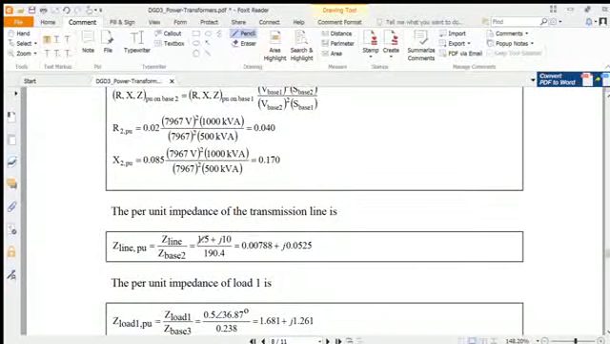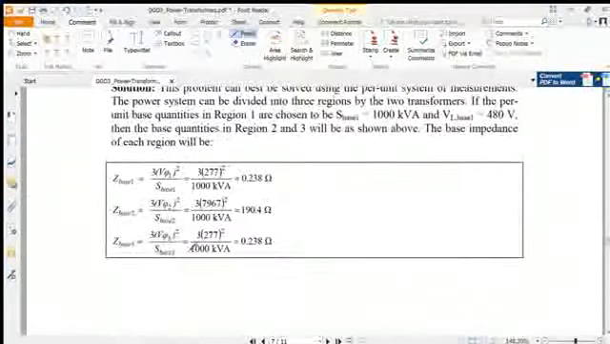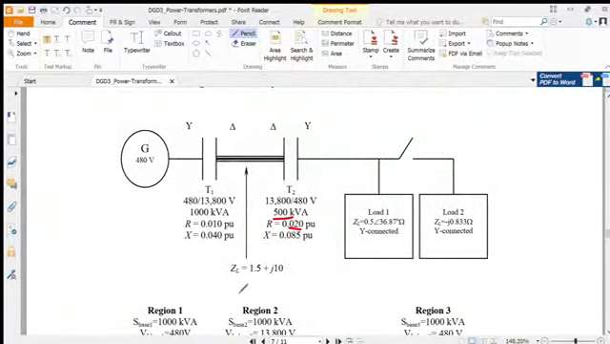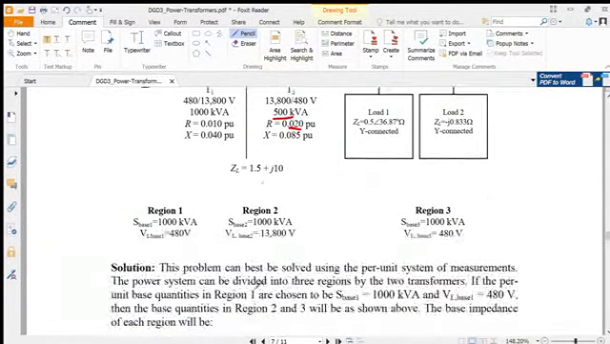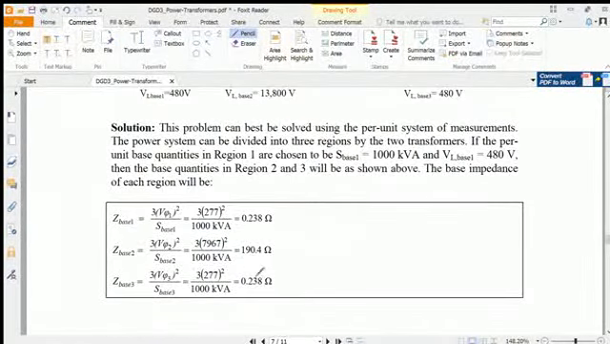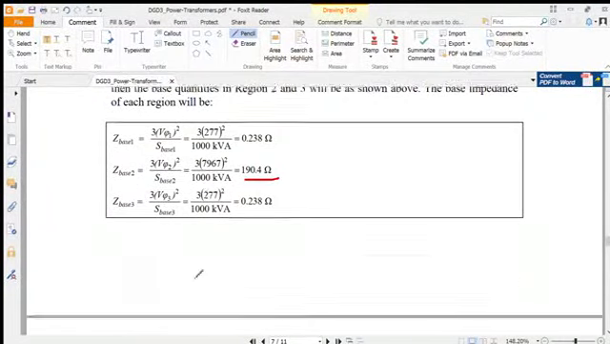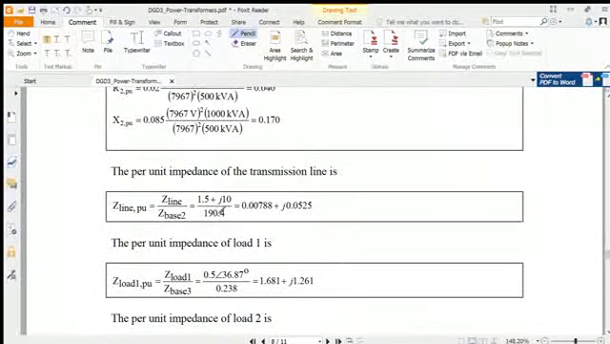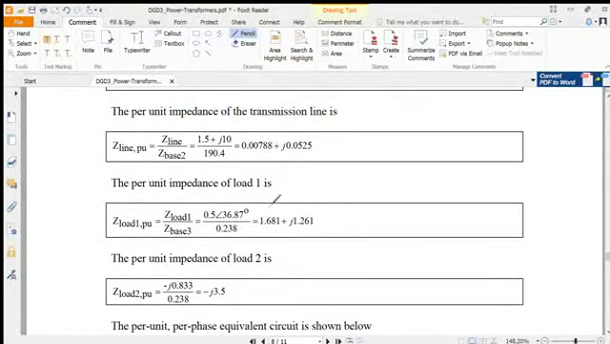And what about the transmission line? The same one: we know the actual value divided by the base value. What is the actual value? Go to the main circuit. The actual value is in ohms, and this is the base value in region 2. So just divide the actual by the base value, and we will get this for the transmission line. And what about the load?